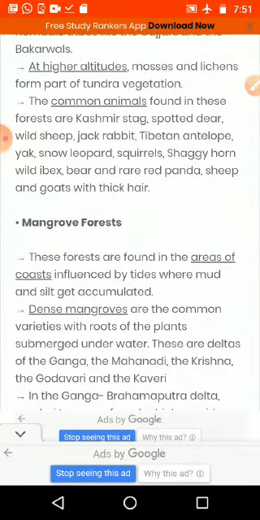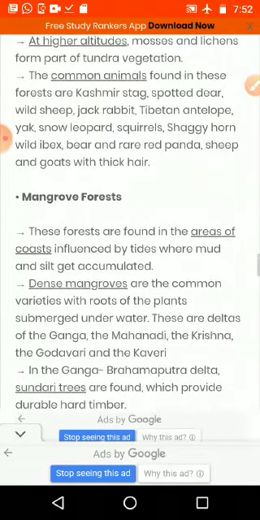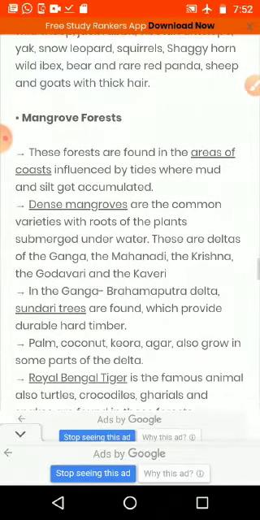The common animals found in these forests are Kashmir stag, spotted deer, wild sheep, jackrabbit, Tibetan antelope, yak, snow leopard, squirrels, shaggy horn, wild ibex, bear and the rare red panda, and sheep and goats with thick hair.